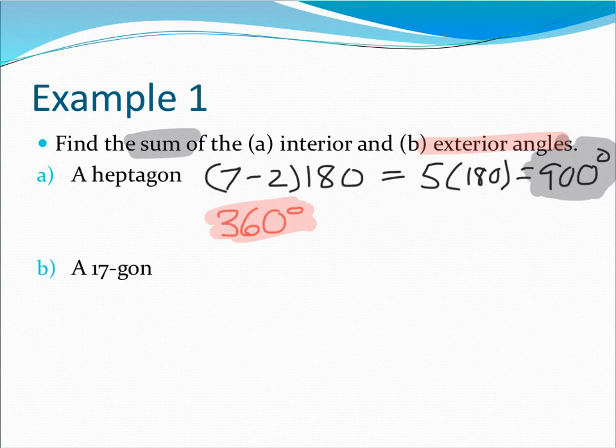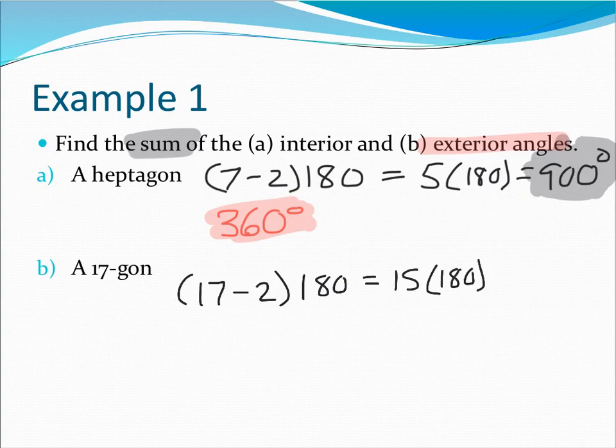Okay, so let's do B. Now we have a 17-gon. How many sides is it going to have? 17. So what's our formula for the sum of the interior angles? 17 minus 2 times 180. What do we get? 15 times 180. What's 15 times 180? 2,700 degrees. So the sum of the interior angles is going to be 2,700 degrees in a 17-gon.